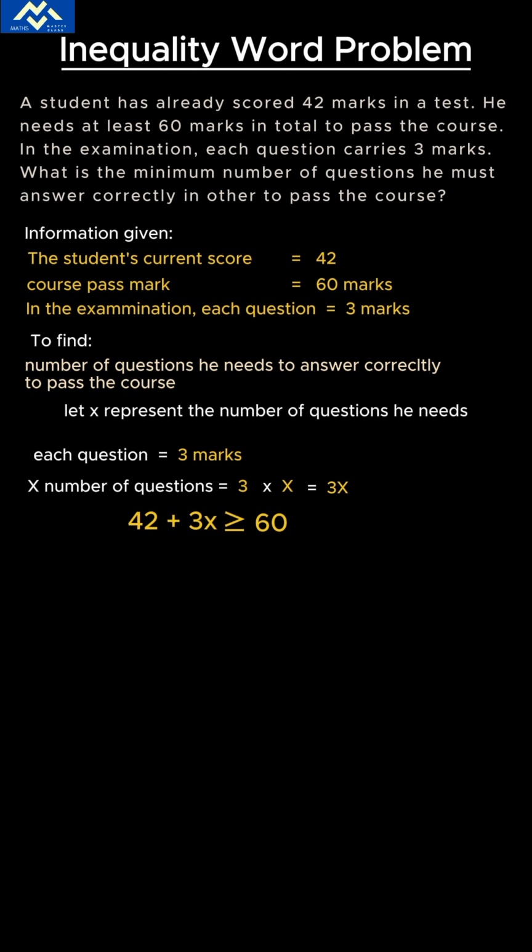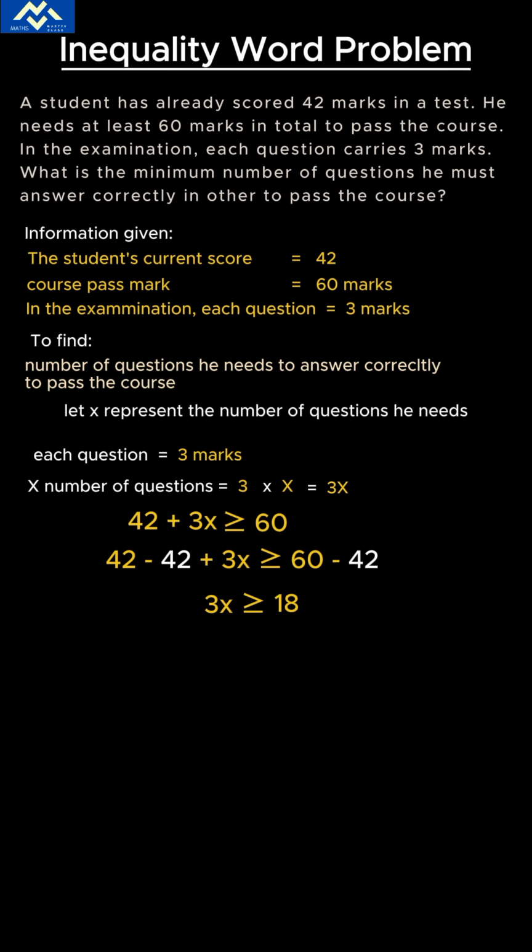Now we've successfully translated the word problem into an inequality. Let's solve it. Our goal is the same as before, we want x by itself. First, we need to get rid of the 42, so we subtract 42 from both sides. Remember, what you do on one side, you must do on the other side. So we have 42 minus 42, plus 3x, greater than or equal to 60 minus 42. 42 minus 42 is 0. So we're left with 3x, greater than or equal to 60 minus 42, which is 18.